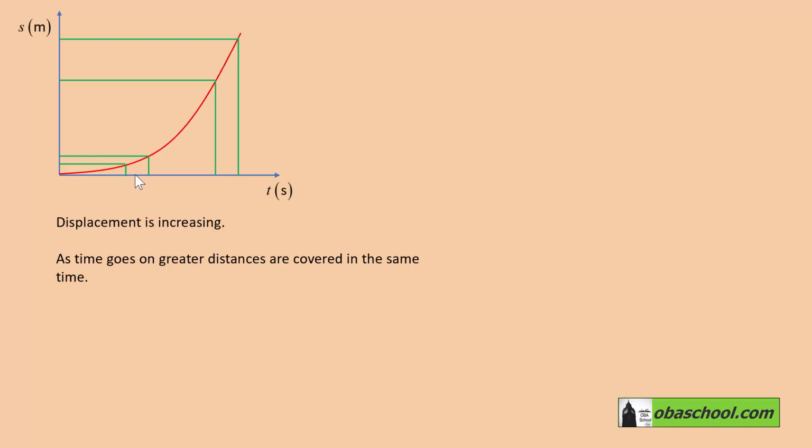This time interval here and this time interval are different. But if we look at the change in displacement, it's much larger here because the object is traveling more quickly. And we can see that because of the steeper gradient up here compared to down here. So the conclusion we would draw from this is that the object is accelerating. The gradient of the curve is increasing, therefore the velocity is increasing, so the object is accelerating.